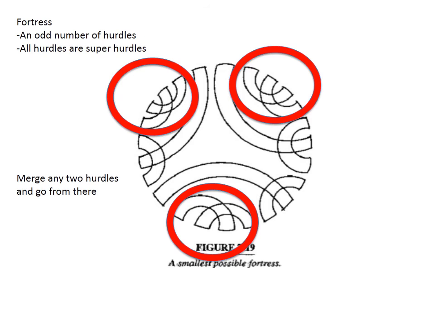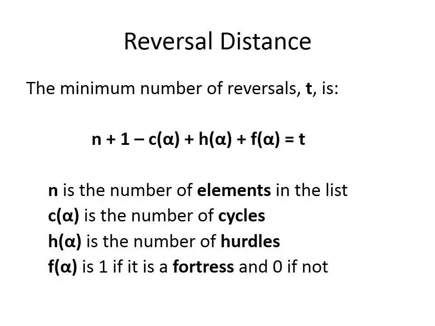So now that we've covered bad components as well as the fortress, we can now come up with a more accurate estimation as to what our minimum reversal will be. So the reversal distances, we can get a more accurate number for a reversal distance with this formula, where C of alpha is the same, N is the same, but H of alpha and F of alpha are added in, where H of alpha is the number of hurdles, and F of alpha is 1 if it is a fortress, and 0 if it is not a fortress.